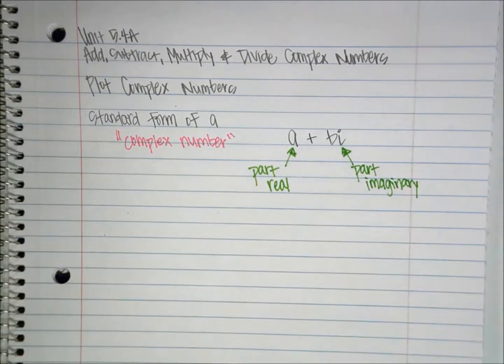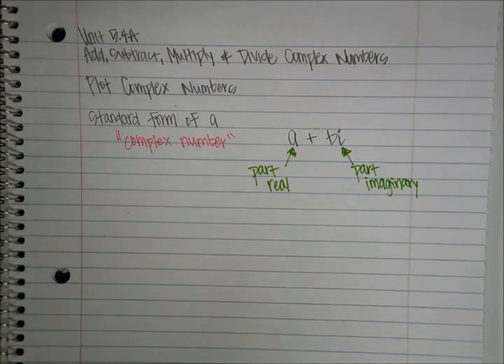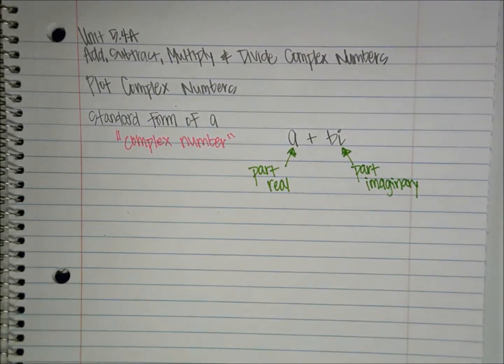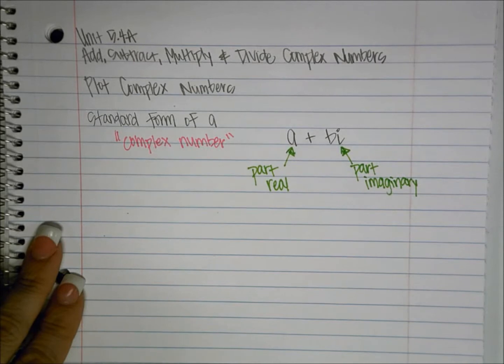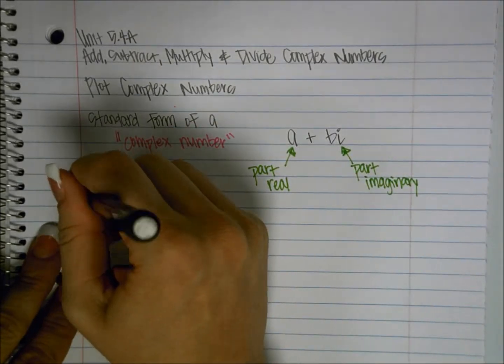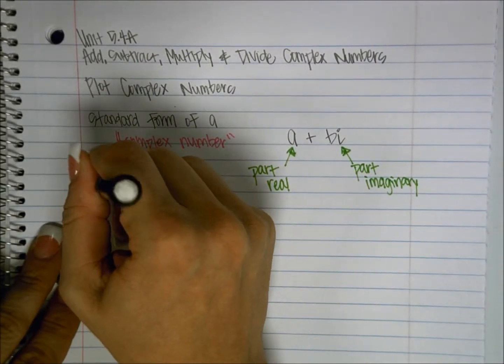So your answers are going to have both real numbers and imaginary numbers in them, so that makes them complex numbers. Okay, so we're going to have complex answers. Your instructions are going to tell you to simplify.